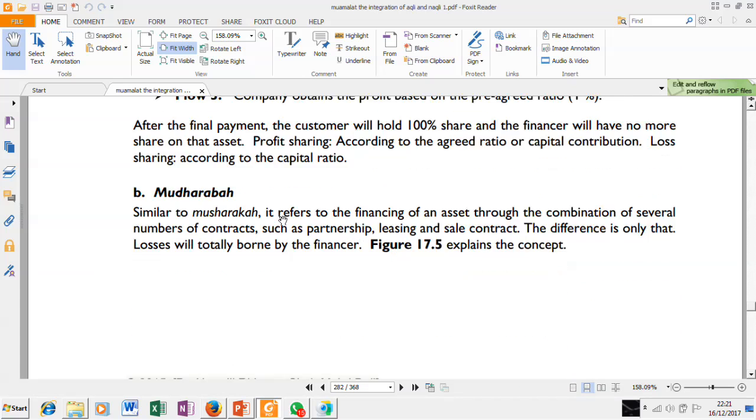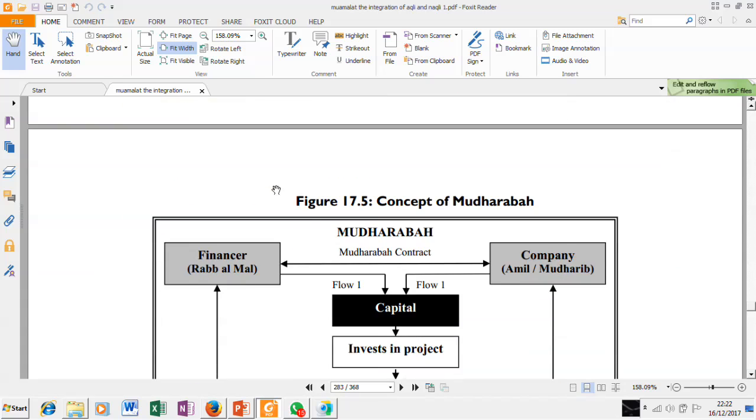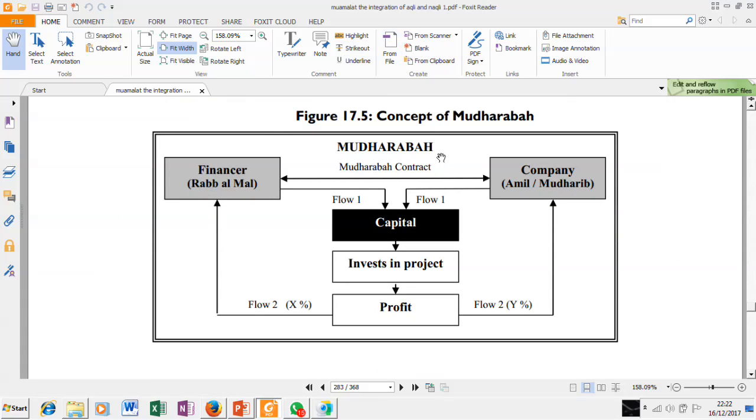Okay, now let's look at mudharabah. Mudharabah is similar to musyarakah because it refers to partnership. However, the difference is that the loss will be totally borne by the financier. This is a concept that was used by the Prophet Muhammad SAW and his wife Siti Khadijah during their business days. Siti Khadijah became the capital provider, and the Prophet Muhammad became the entrepreneur. So the same concept is applied here, mudharabah.